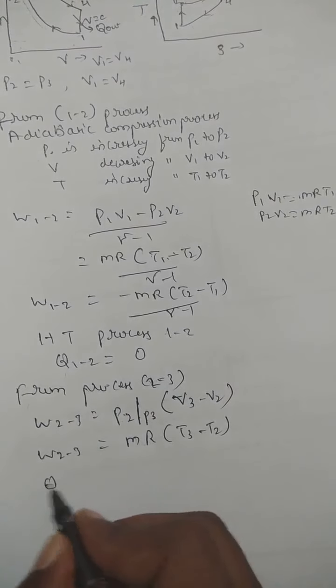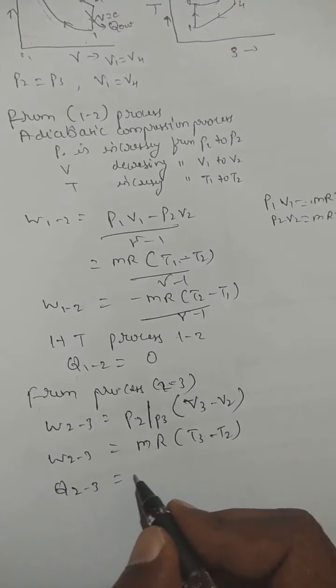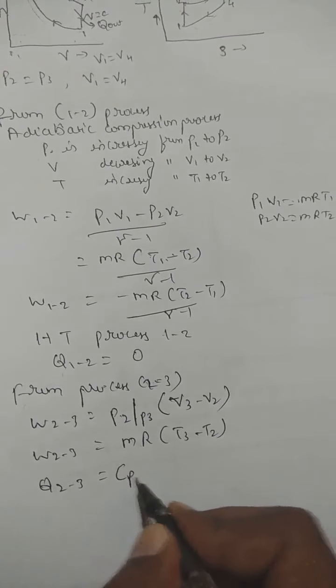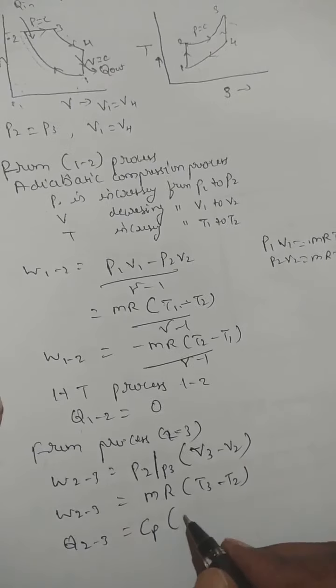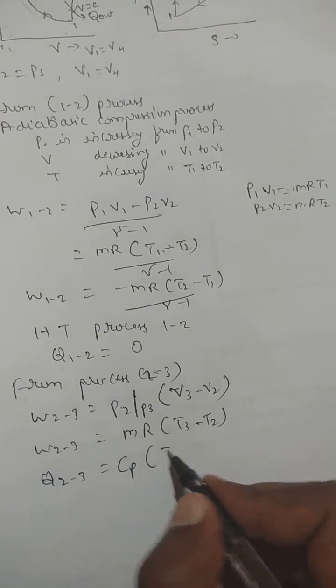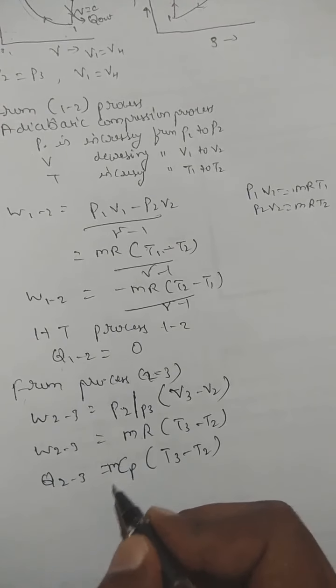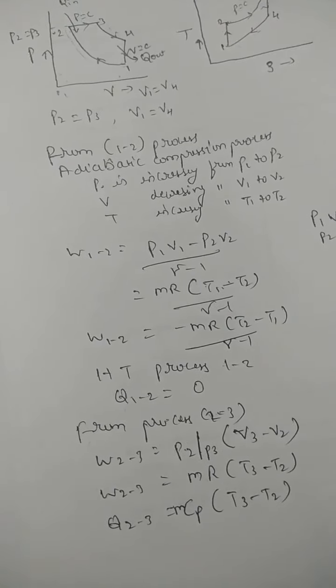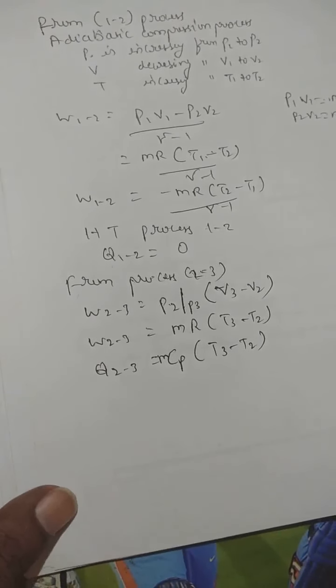And what is the heat transfer during this process 2 to 3? That is Cp, the heat capacity at constant pressure, into the temperature difference T3 minus T2, that is m Cp into T3 minus T2, where m is the mass. This is the heat transfer during a constant pressure process.